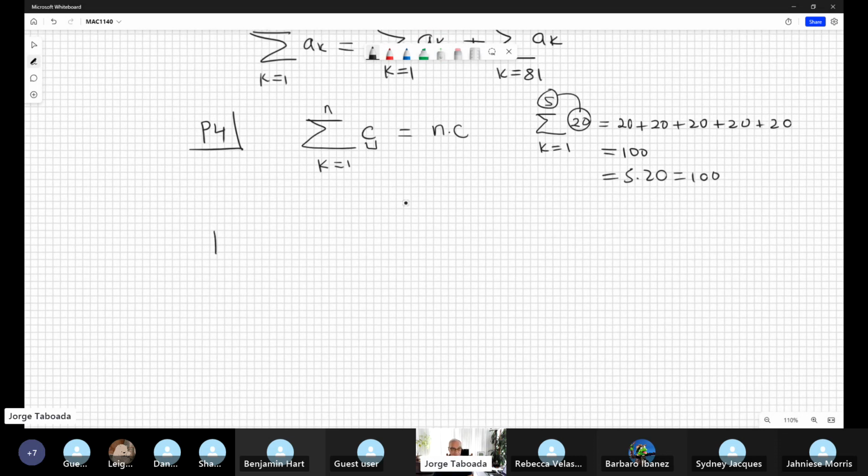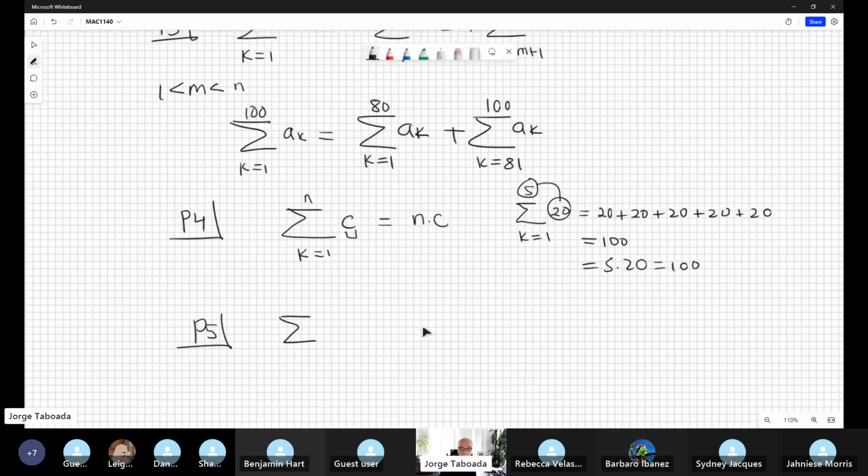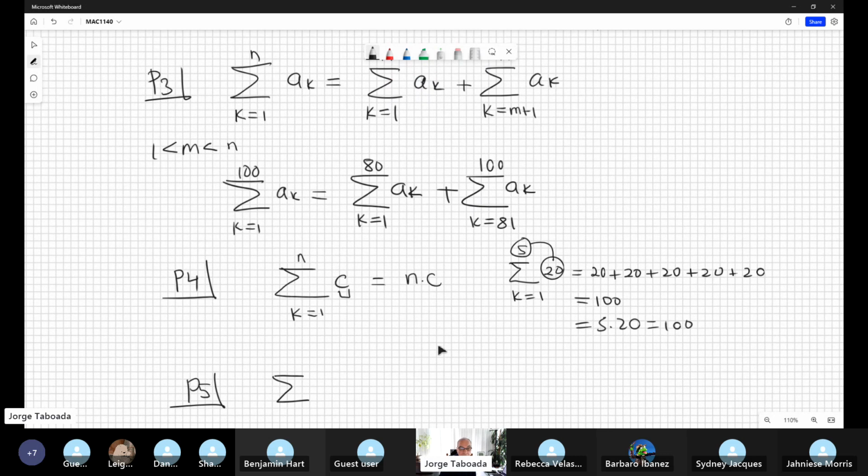Property number 5. Now, this formula that I study now is very, very frequently used in calculus 1. Look, summation, only substitution. No substitution in what? In property number 3 and number 4.